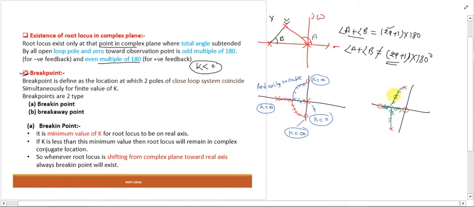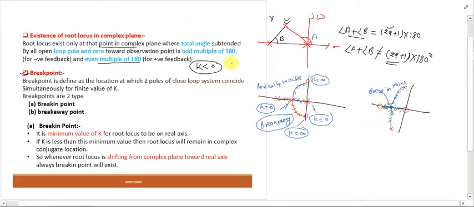The roots are moving from the complex plane to the real axis. If roots are moving from the complex plane to the real axis, then this point is the meeting point. This point is known as the break-in point. If roots are moving from the complex plane to the real axis, then this point is known as the break-in point. If roots are moving away from the real axis, then this point is known as the breakaway point. This point is known as the breakaway point, and this point is known as the break-in point.